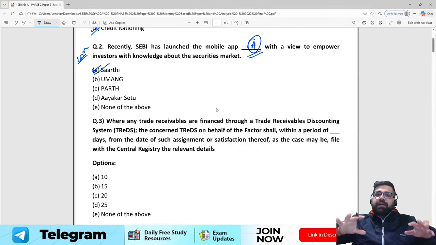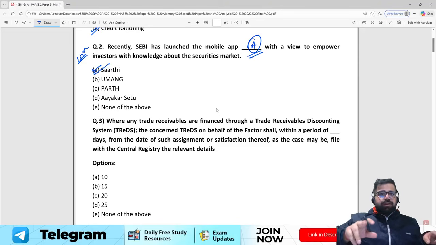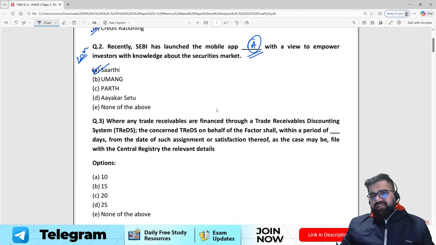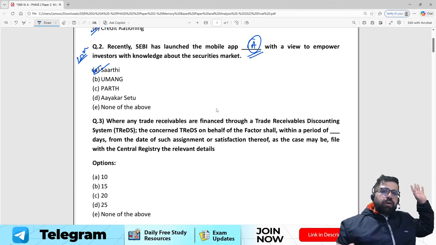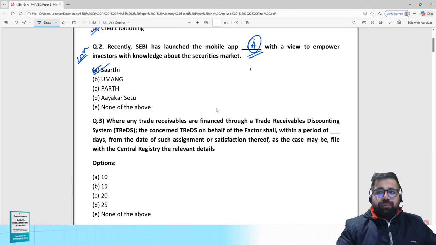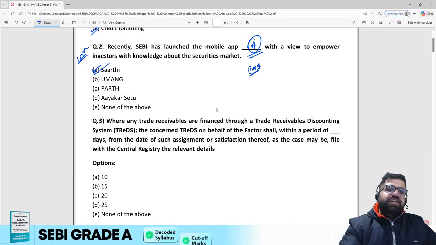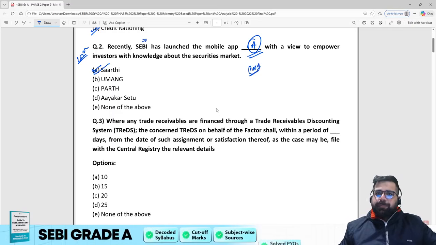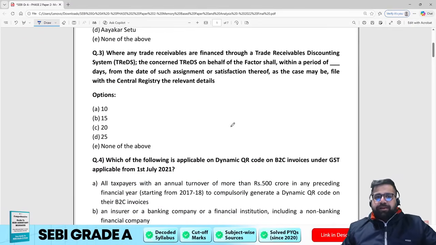And yes, do not worry if you don't know this answer, because this is not updated as per the current syllabus. This is the current affair of 2021-2022. Okay. But I'm assuming that this question is easy because this is very, very big news and everybody would have covered it. Right? Question number 3.